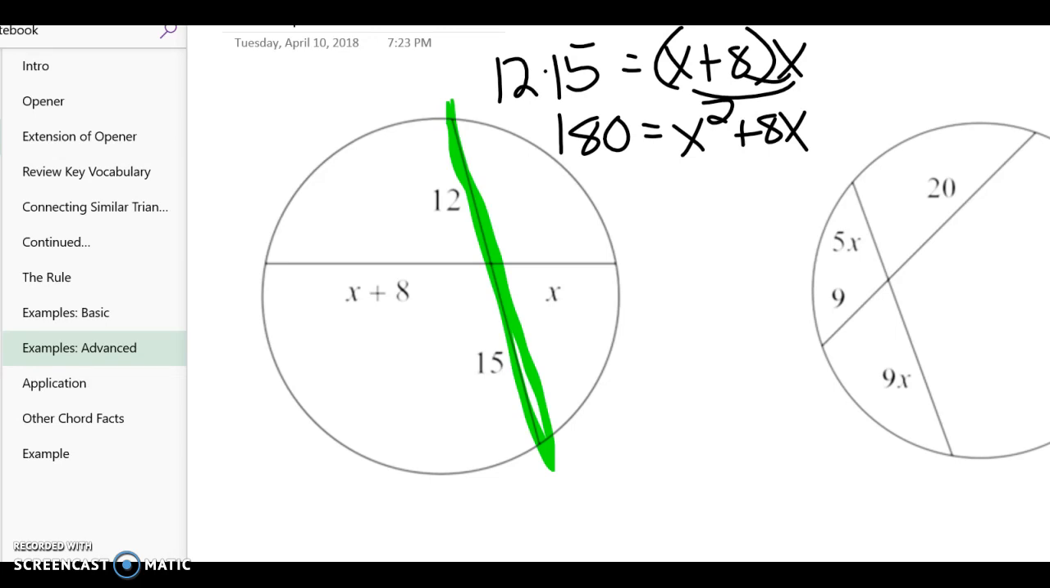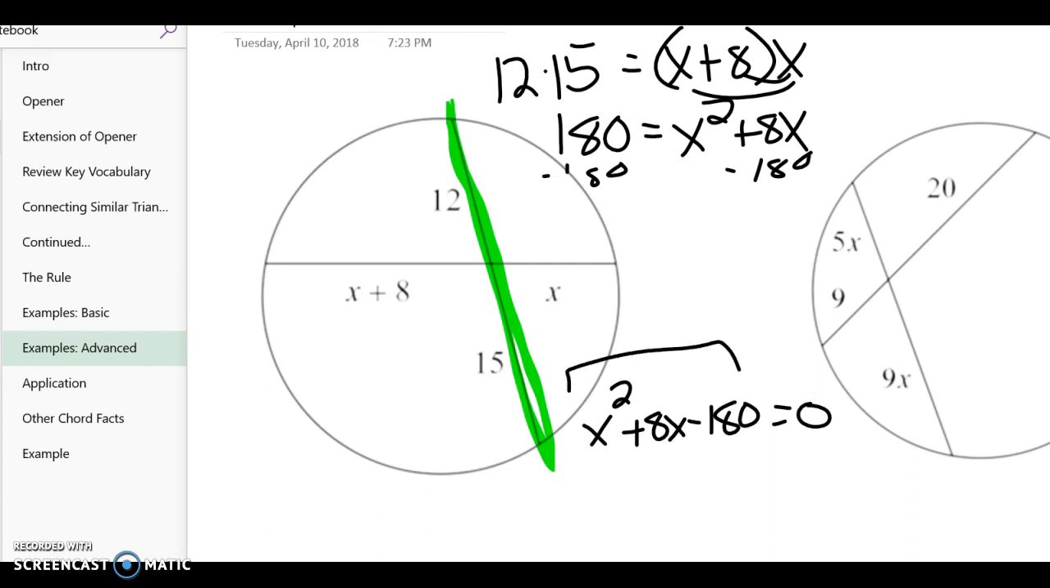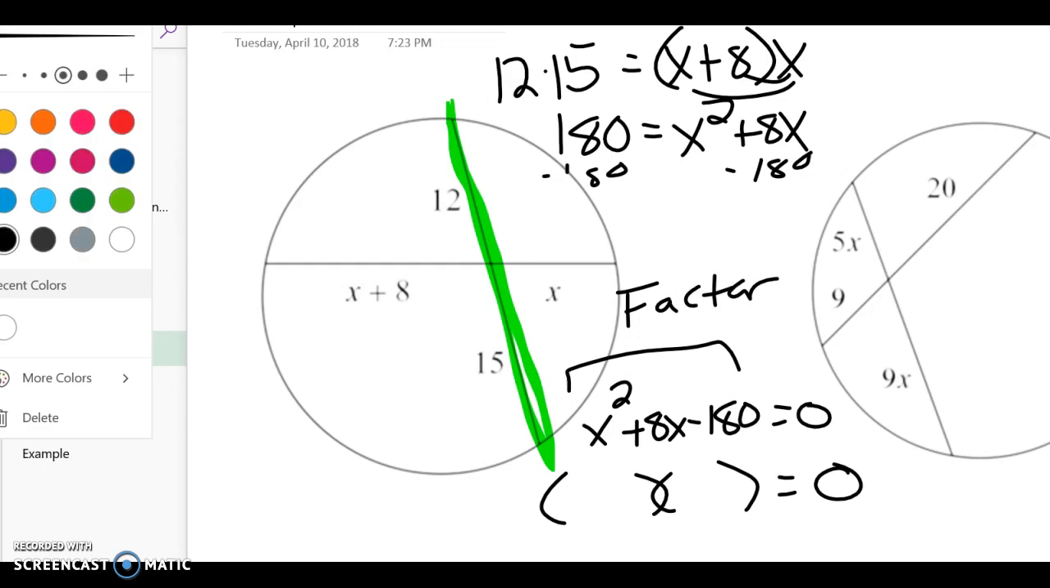So in order to deal with a quadratic, I have to get everything on one side of the equation. So I'm going to subtract 180 from both sides. And then I'm just going to rewrite this in a way that makes my brain a little bit happier. So x squared plus 8x minus 180 is going to equal 0. And here's where the dreaded F word in math comes from. We have to factor this. I've got to find two linear statements that when I multiply those together give me x squared plus 8x minus 180.